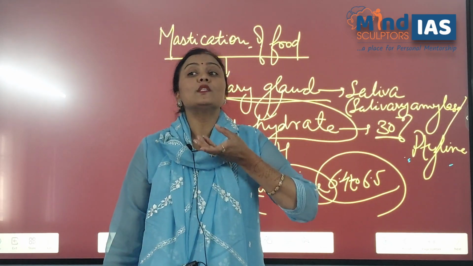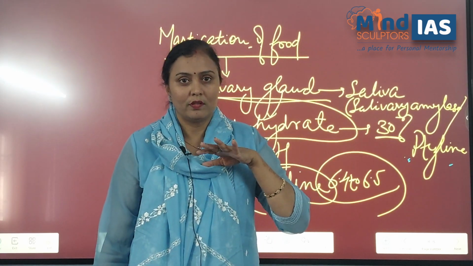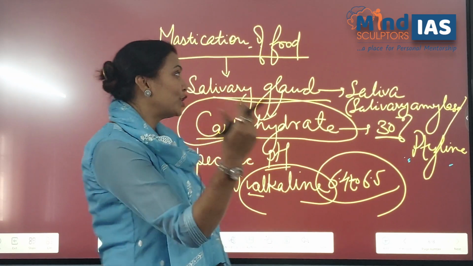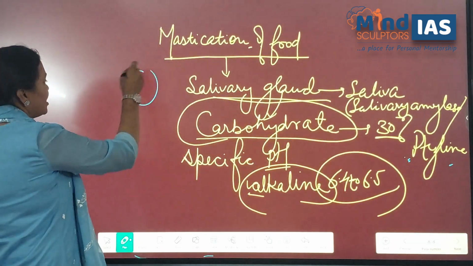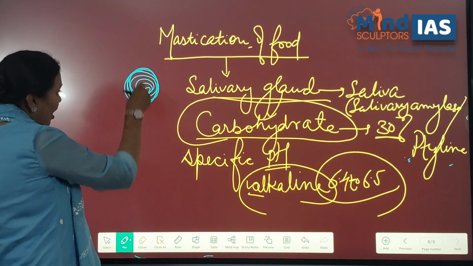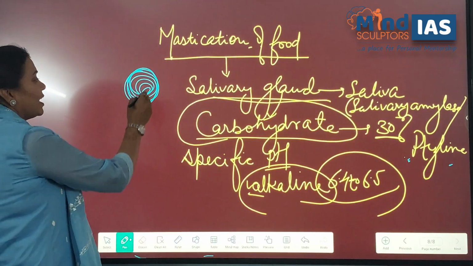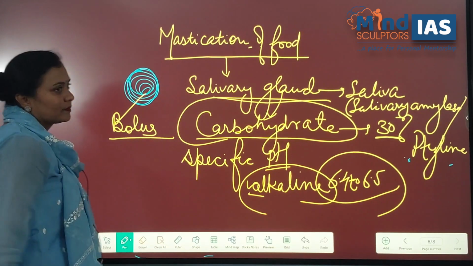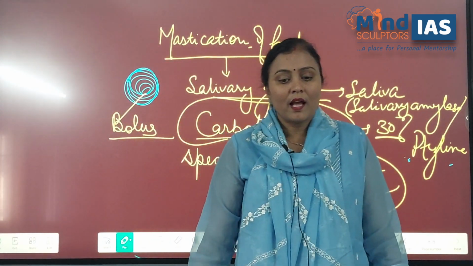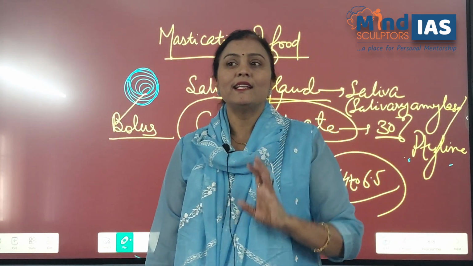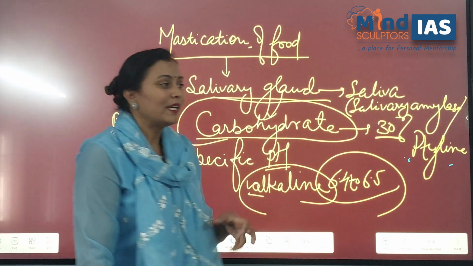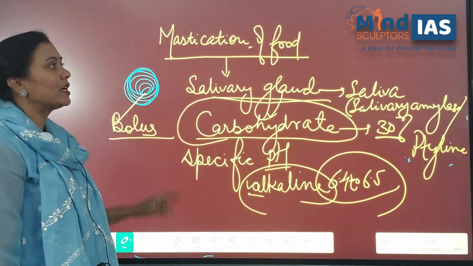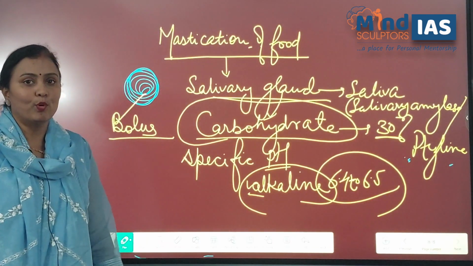Now the next process is swallowing the food. But before swallowing, the food will change into a ball-like structure. This ball-like structure is called bolus. So, how does food get swallowed into the esophagus? It will not go like this only. It will change into a ball-like structure, and this structure is called bolus.